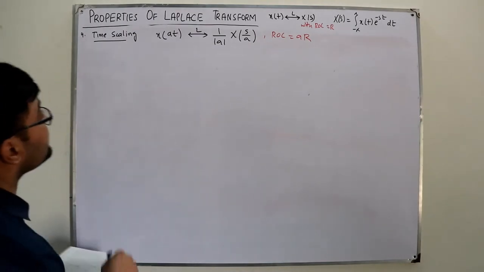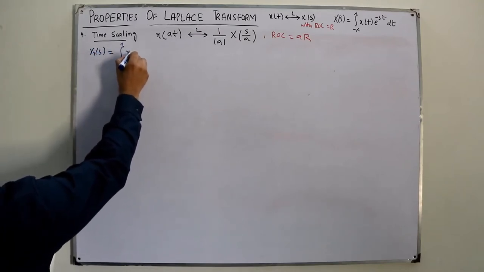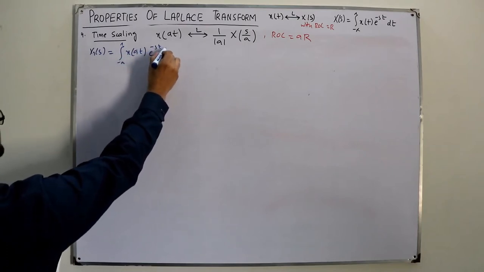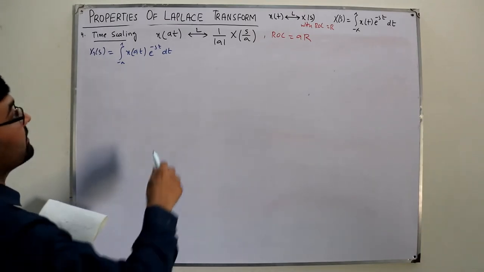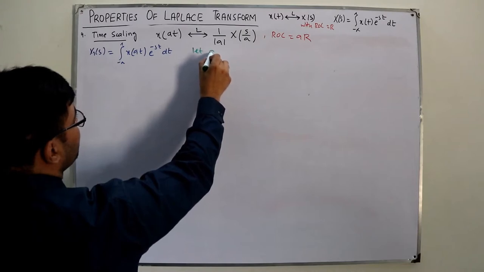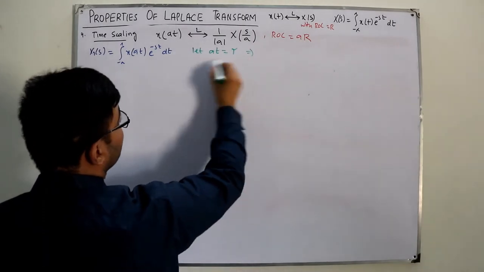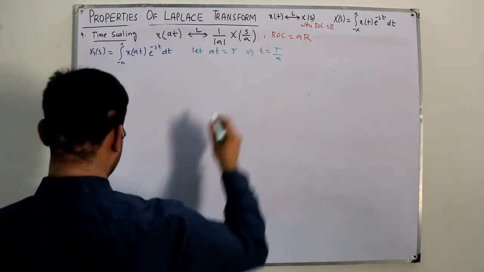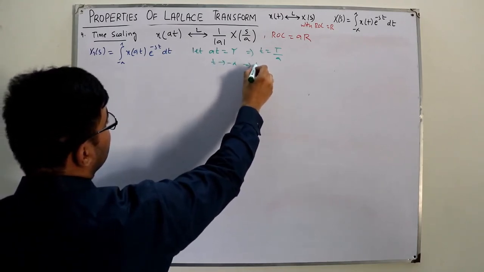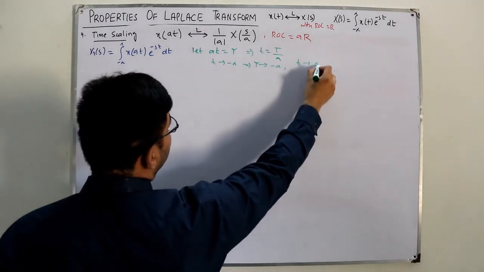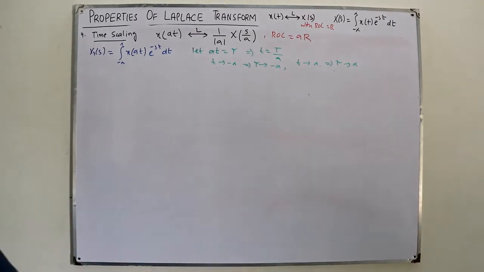So x of alpha t, let's say I have X1 of s for this. X1 of s is the integral from negative infinity to positive infinity of x of a t, exponential of negative s t, dt. Let me change the independent variable. Let a t be equal to some variable tau. So this implies that my t becomes tau upon a. And then the limits: when t approaches negative infinity, tau also approaches negative infinity. When t approaches positive infinity, tau also approaches positive infinity. Isn't it like this? It is.